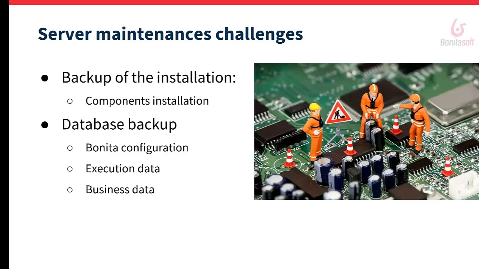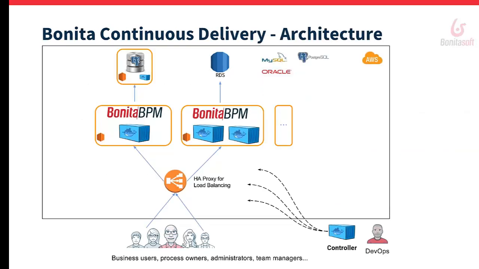So here we have a panel of all the different challenges we may face when we want to have a Bonita server. And what we came up with to help you with that is what we call the Bonita continuous delivery module. And here you have a quick diagram of the architecture. What is important about continuous delivery is that we built this module first having in mind AWS, Amazon Web Services, to make the deployment easier.